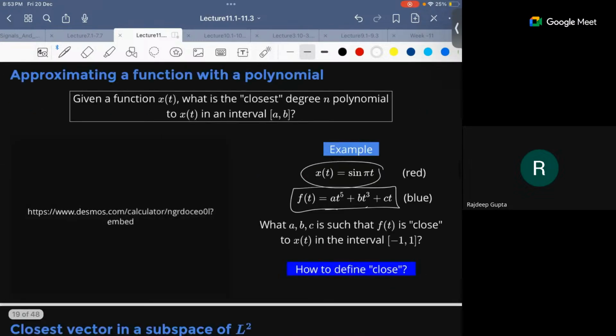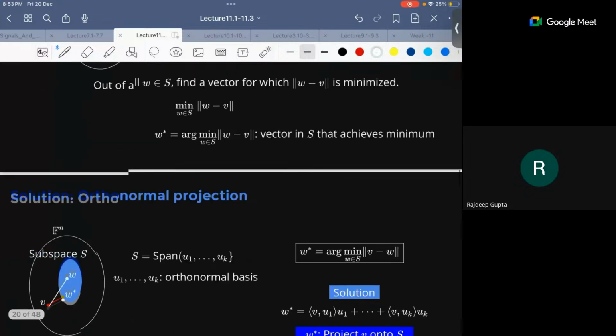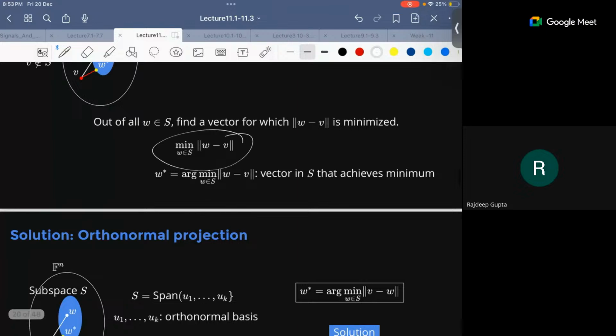And the concept that we are taking help from is what I told you at the starting. If you are solving some equation Ax equals b, and b doesn't lie in the column space of A, then what will you do? You'll find the closest point from the column space of A. This is what generally you do. So here also we'll be using the same concept.